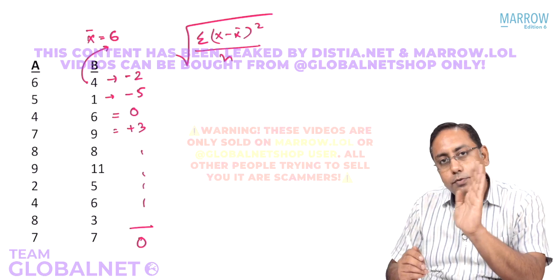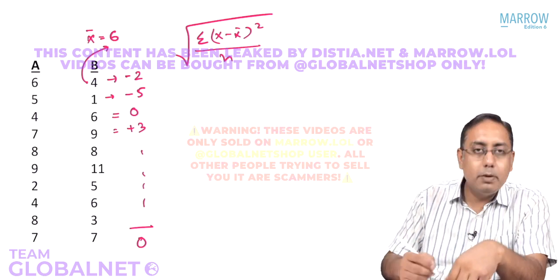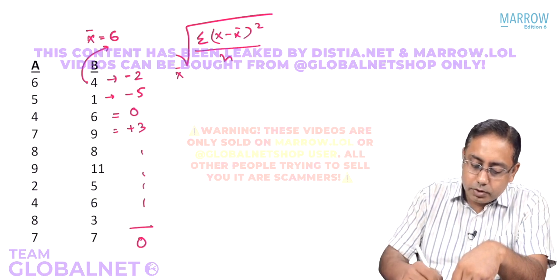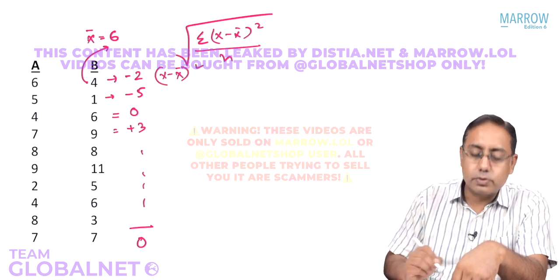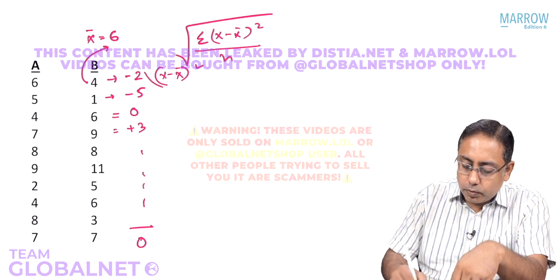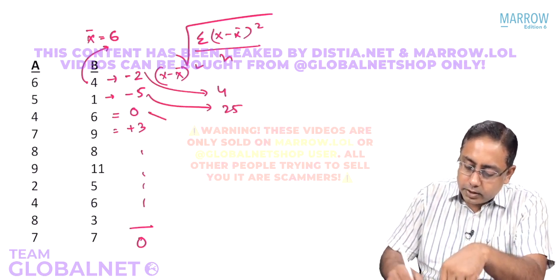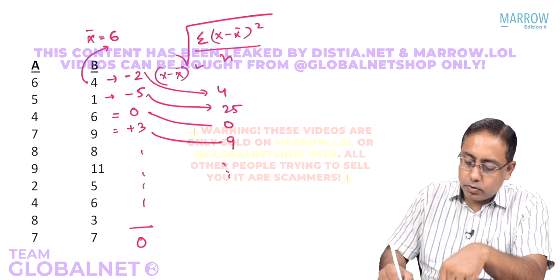So how to remove these signs? What you remember from your mathematics is how to remove these signs. You square them up. So what you do is x minus x bar whole square. That is what you do. So what is 2 times 2? That is 4. This comes out to be 25. This is 0. This is 9 and so on and so forth.